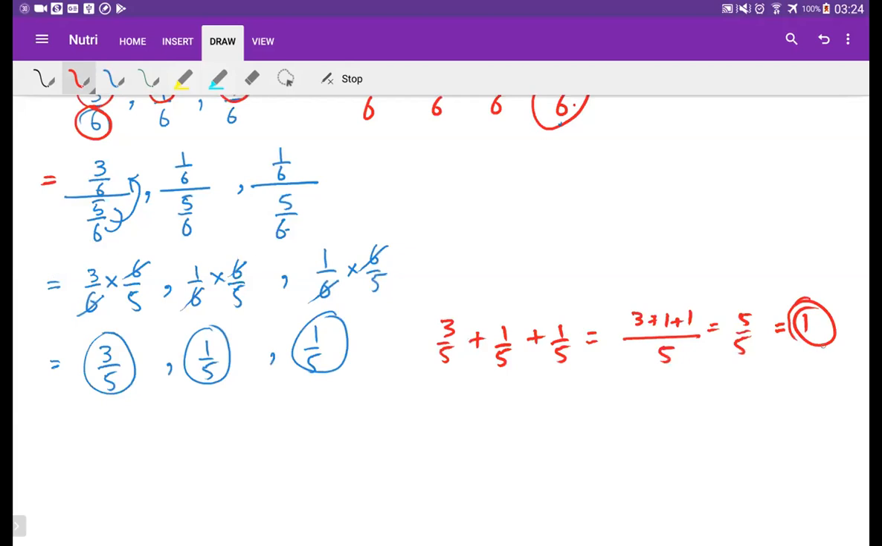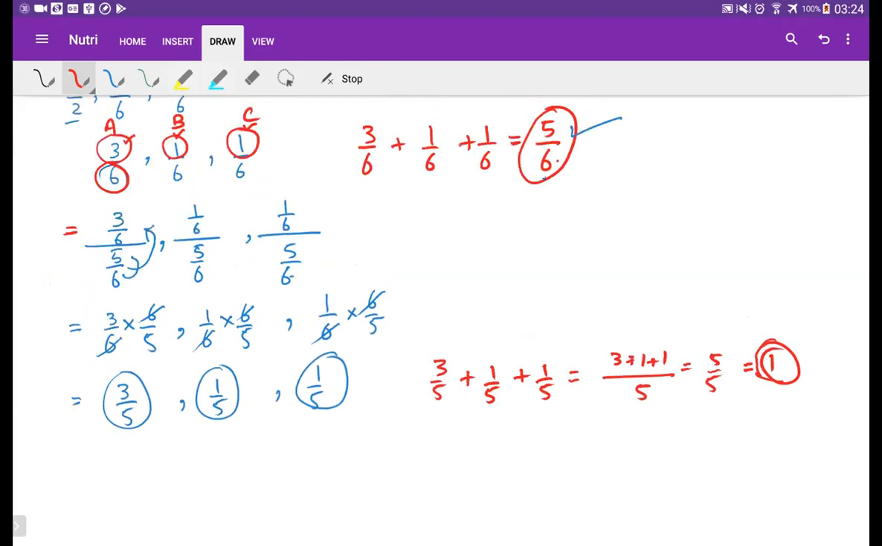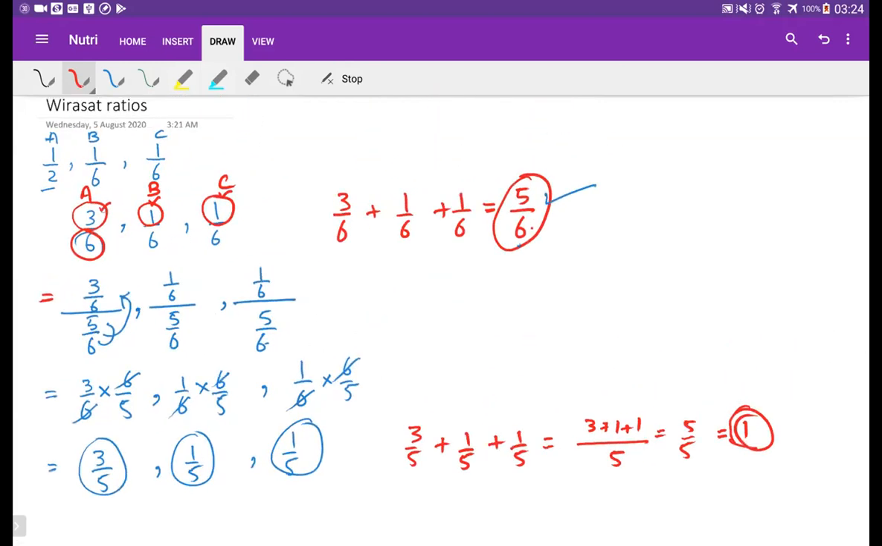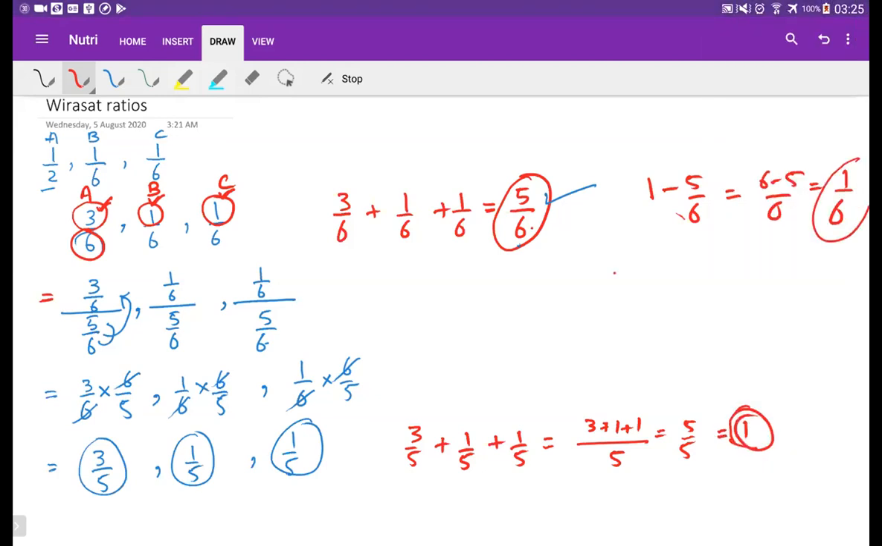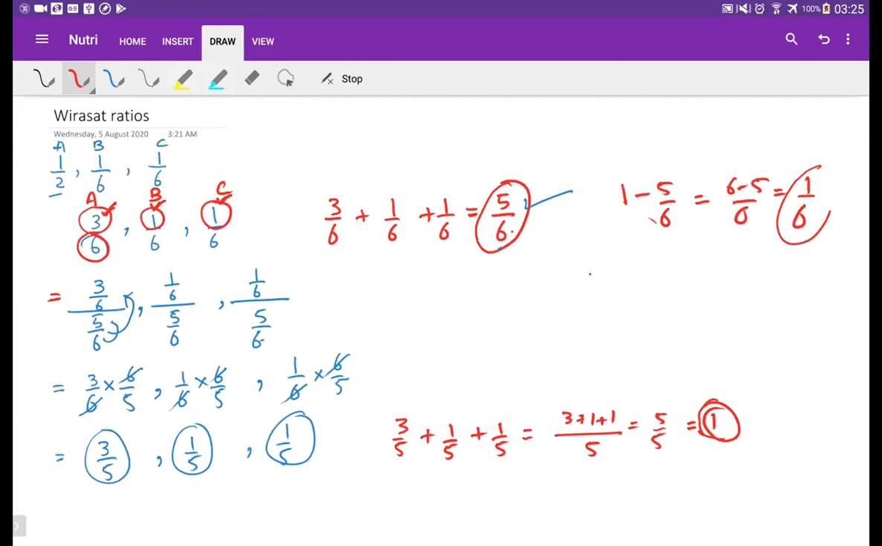So now the distribution is overall 1, which means if we have a total amount, we won't be left with anything. Like here, what was the problem? If we distribute 3 parts here, 1 part here, 1 part here, then 5 by 6 will be distributed, and 1 minus 5 by 6 is 6 minus 5 upon 6, which is 1 by 6. So 1 by 6 was left over. How are we going to distribute that 1 by 6?